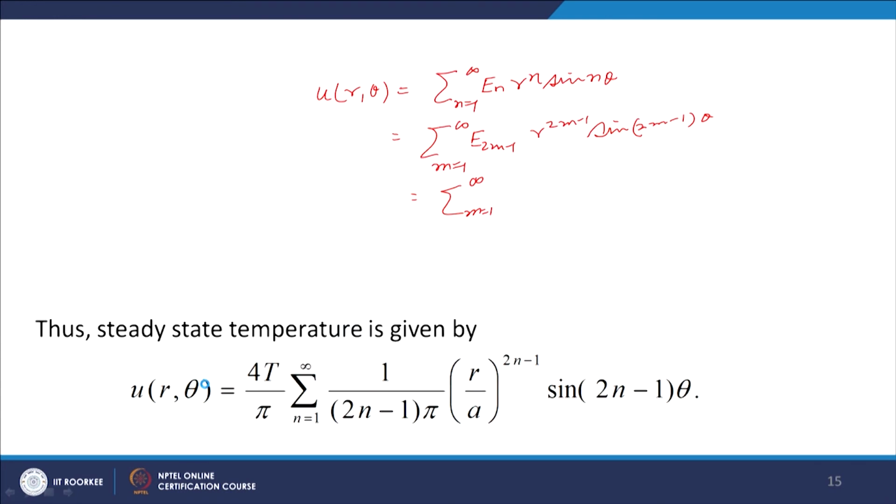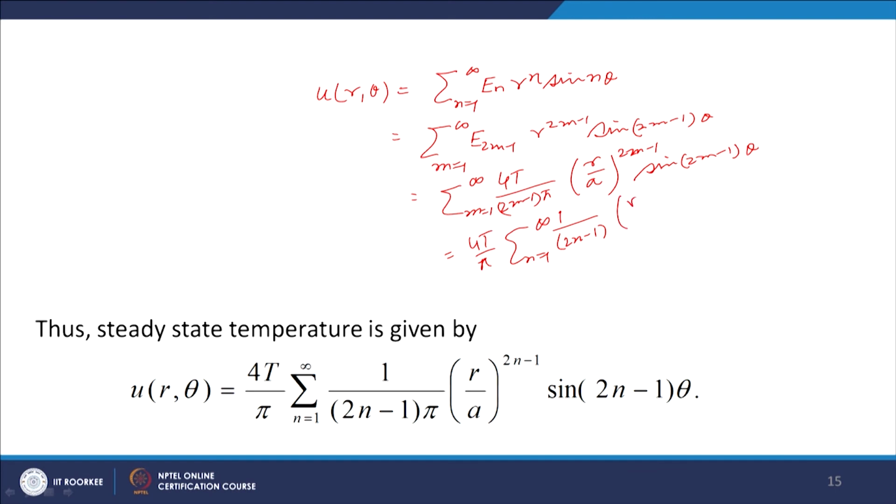Okay. So, we can write that. This is 4t over (2m minus 1) pi, and r over a to the power (2m minus 1) sin (2m minus 1)θ, and that is nothing but 4t over pi, I can write summation n equal to 1 to infinity 1 over (2n minus 1), r over a to the power (2n minus 1) sin (2n minus 1)θ.